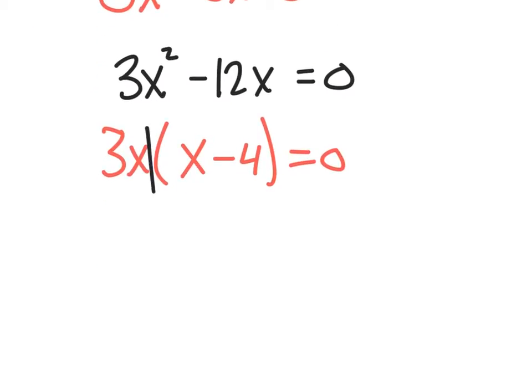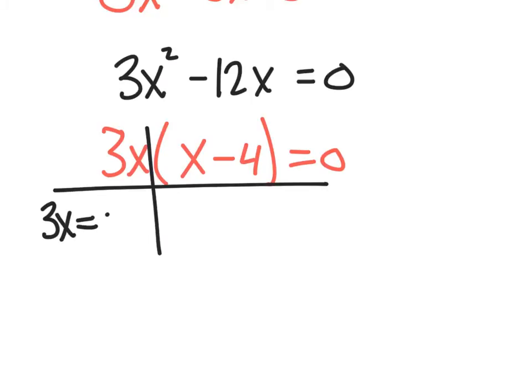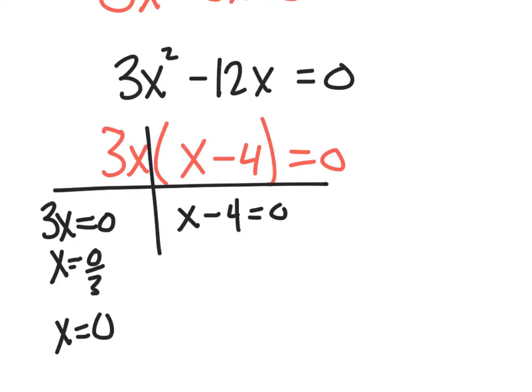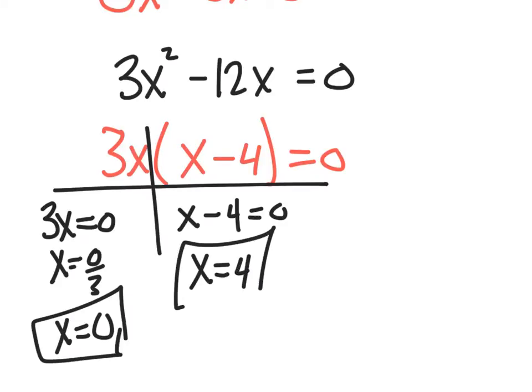Tee it up. And again, anticipate how many solutions you should get. How many x's do you see? Hopefully you're saying you should get two solutions because there are two x's. Setting each side equal to 0, here I get x equals 0 divided by 3, and 0 divided by anybody is just 0. And here I should get x equals 4.